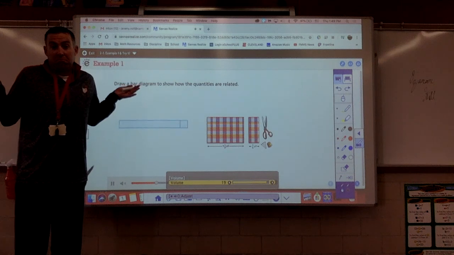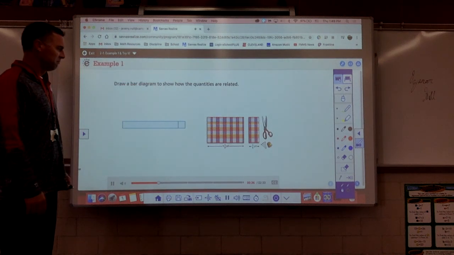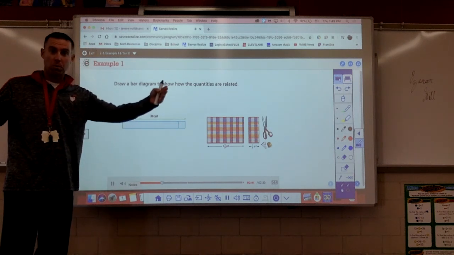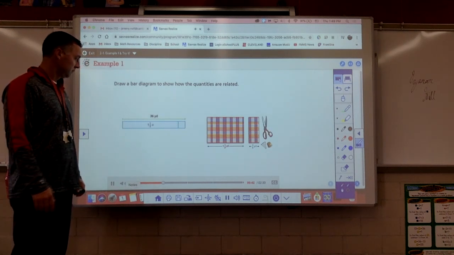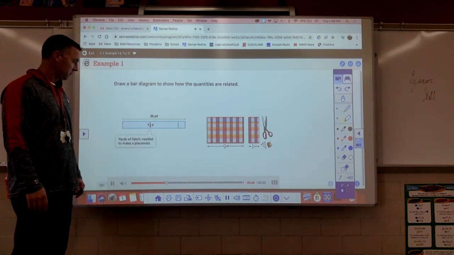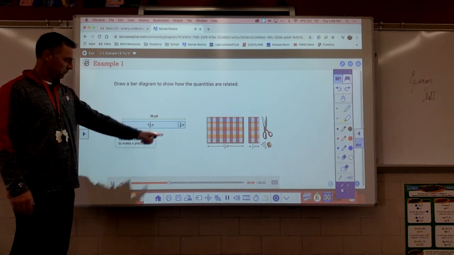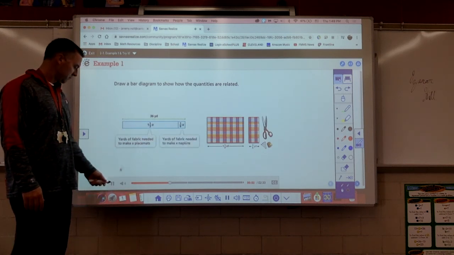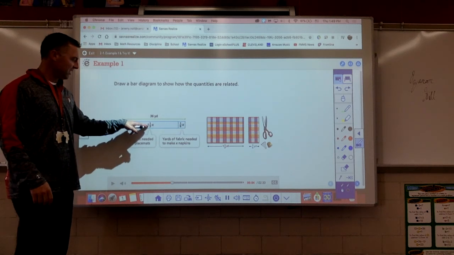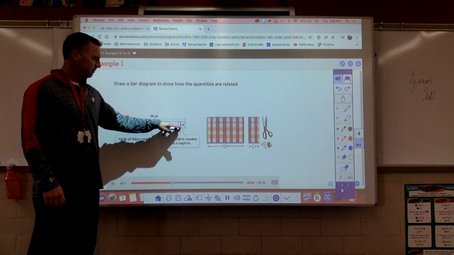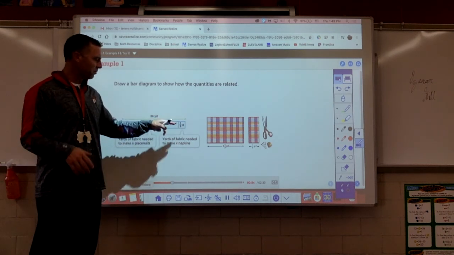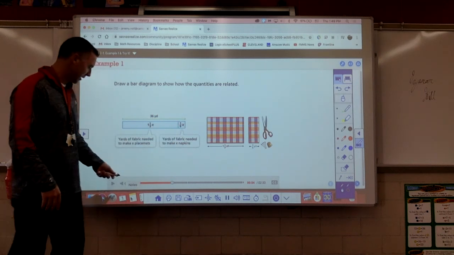You can draw a bar diagram to show how the quantities are related. The entire bar represents the total amount of fabric Gianna has to work with. This part of the bar represents the yards of fabric needed to make X number of placemats, while this part of the bar represents the yards of fabric needed to make X number of napkins. Now remember, placemats are 1 1/3 yards each. Napkins were 1/6 of a yard each. That's why we're multiplying it by the number of sets we're making.